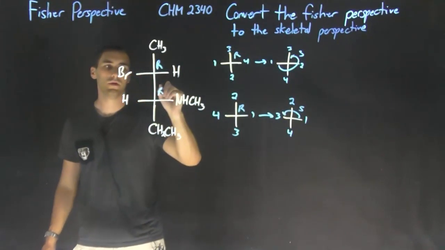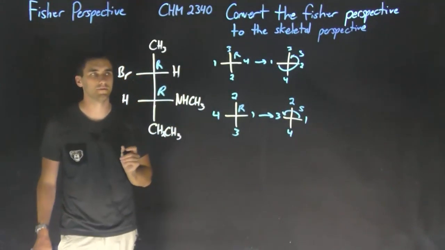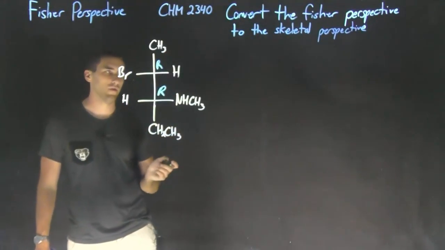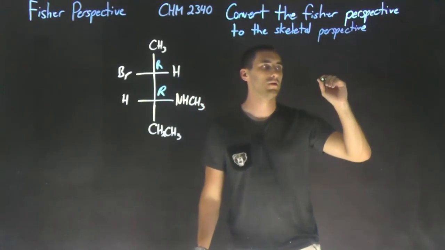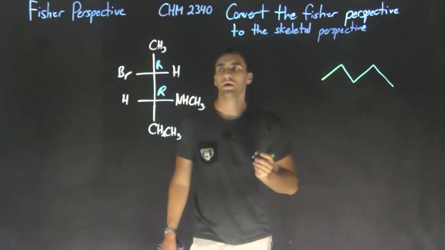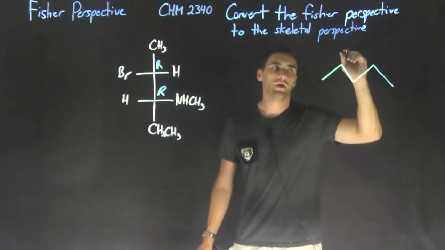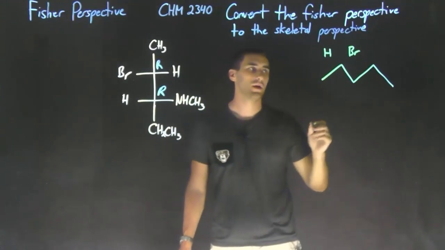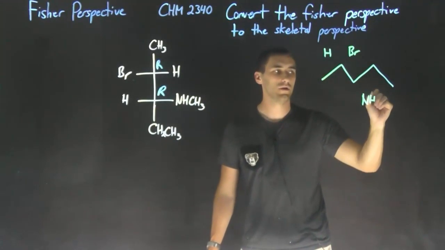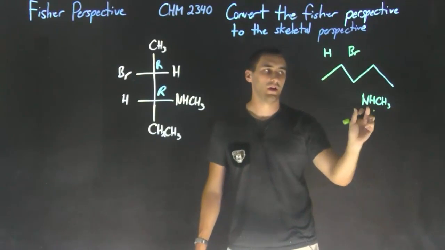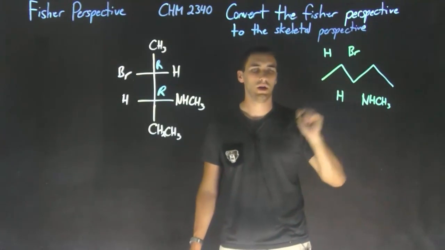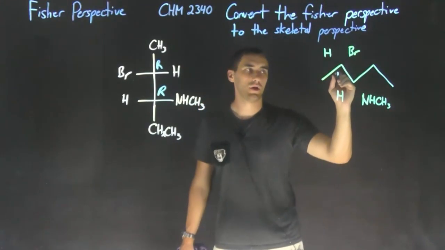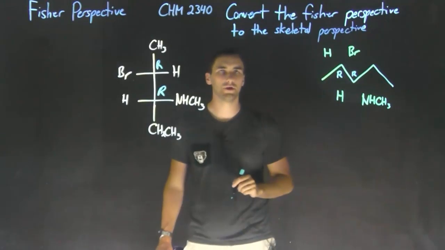Now we can see that both of these have the R configuration. To go to the skeletal structure, we can see that we have a 5-carbon chain. On a second carbon, we have a bromine and a hydrogen. On a different carbon, right next to it, we have an NHCH3 group and a hydrogen. And most importantly, we want the R configuration for both.